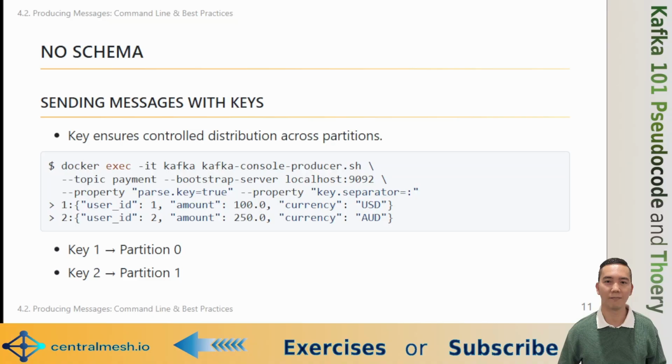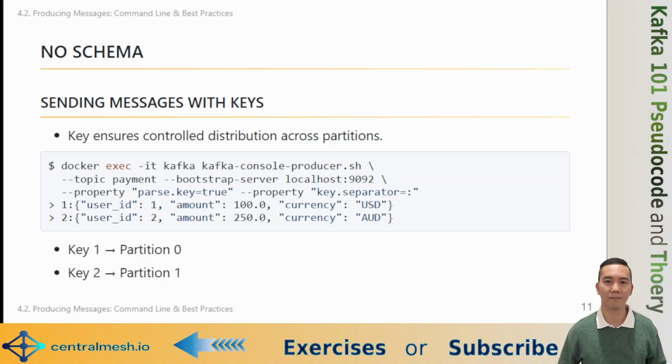Let's talk about sending messages with keys in Kafka. So what's the deal with keys? Think of a key as a kind of map. It tells Kafka where to place your message, specifically which partition it should go to. Without keys, Kafka distributes messages round robin or random, but with a key, you gain control over the message distribution. Let me show you how this works.